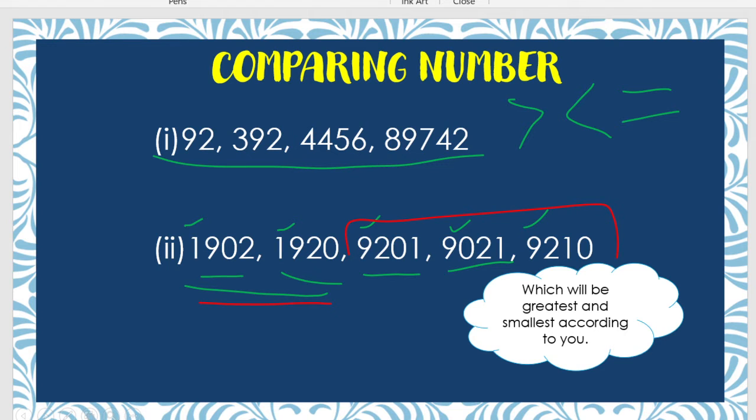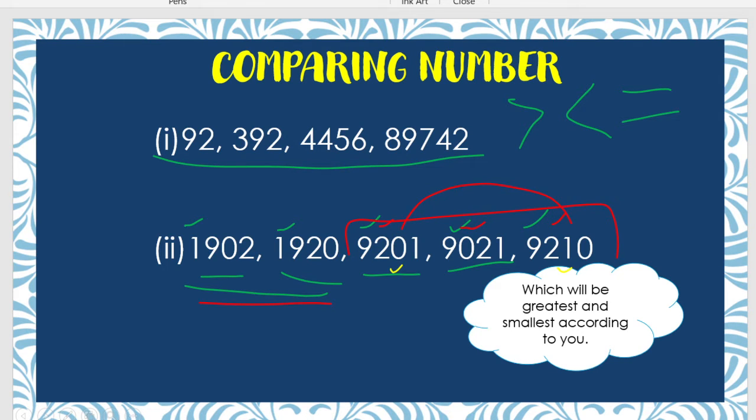After comparing these numbers, we have to check the second digit, that is the hundreds place. 202. It means these two numbers are bigger. Now we will compare the third place, the tens digit. This is 0 and this is 1. It means 1 is greater.